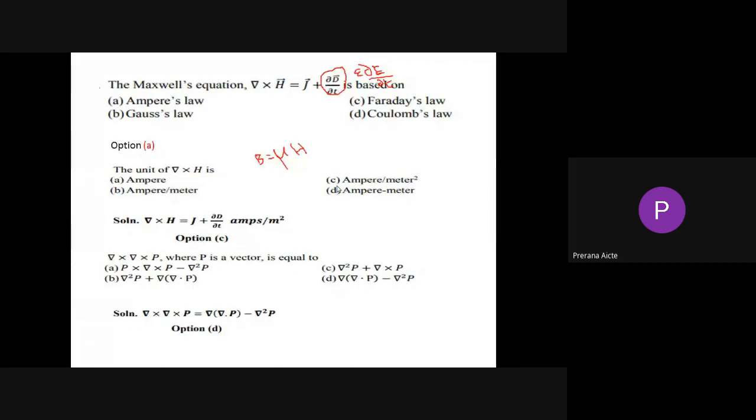So del cross P is equal to del into del dot P minus del square P. Simply you can apply the distributive law. Del cross P is equal to del into del dot P minus del square P. That is option D. Very good. Next.